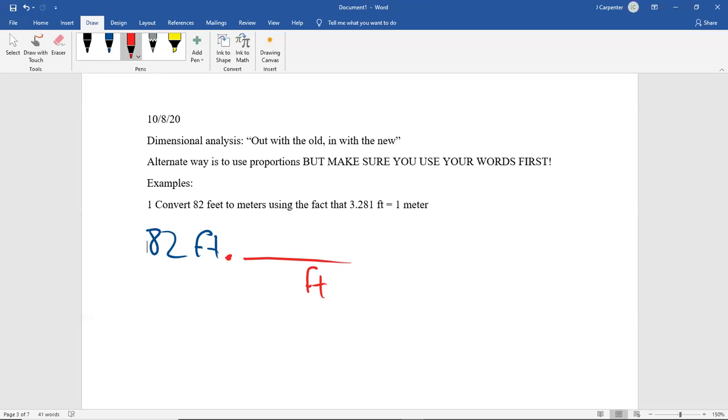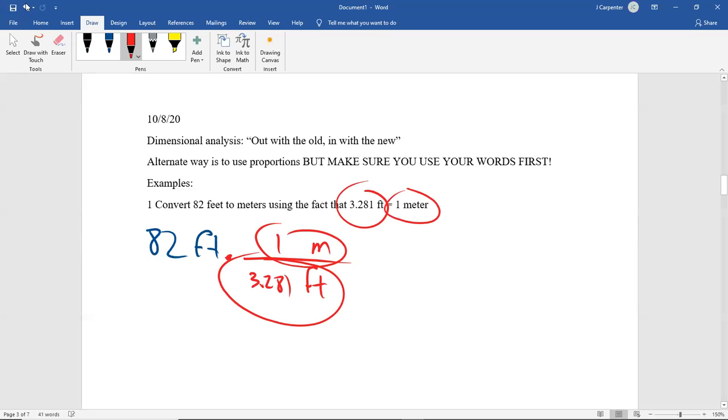So the meter would go in the top, M is for meter, and it takes 3.281 of those meters to make a foot, right? No, it's 3.281 feet. That's where the 3.281 has to go, and the 1 has to go with the meter. After you write this, go back and look. Hey, the 1 meter, that's right. The 3.281 feet, yep, that's right. We're good. Okay.